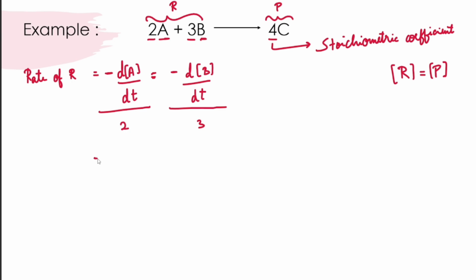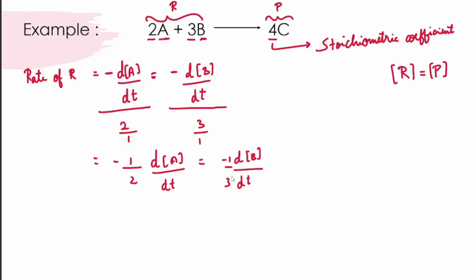If we further simplify it, this is 2 by 1 while this is 3 by 1. When we take the reciprocal, we get minus 1 by 2 dA by dt is equal to minus, sorry, that is minus 1 by 3 dB by dt. So this will be the rate expression for the reactant only.